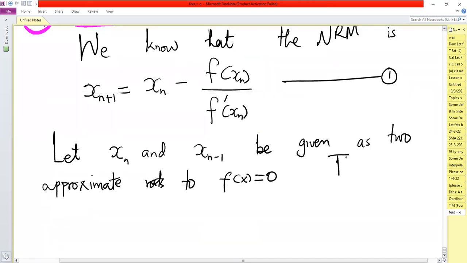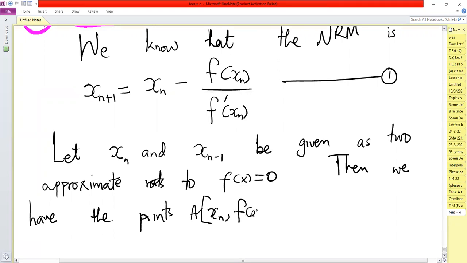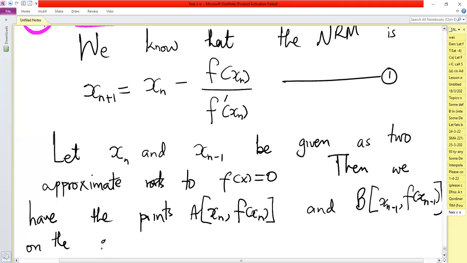Then we have the points xn, let's call this point A, f of xn, and B, xn minus 1, and f of xn minus 1, on the graph of y equals f of x.